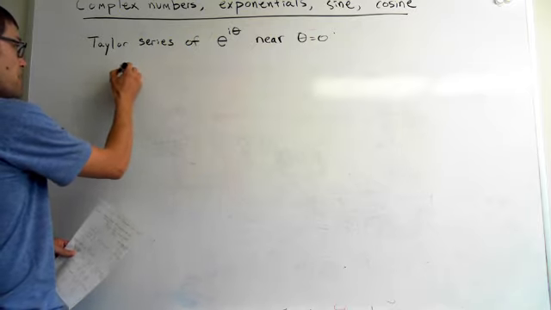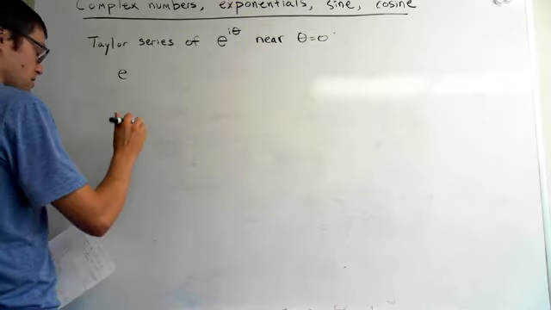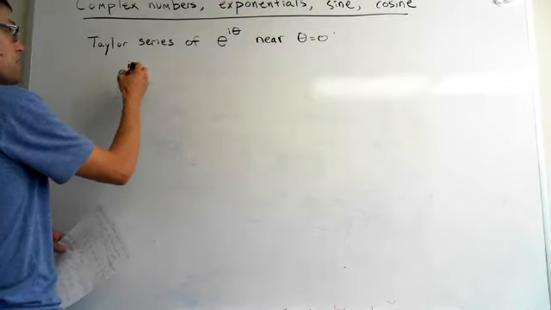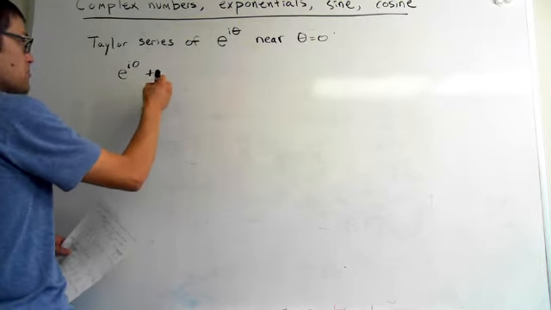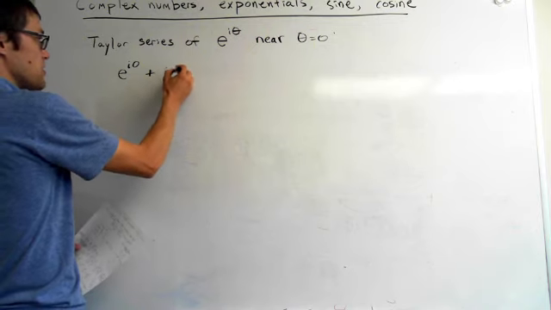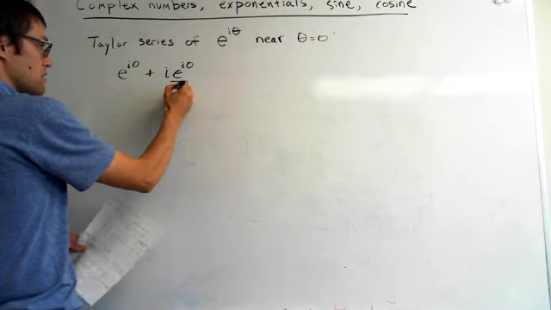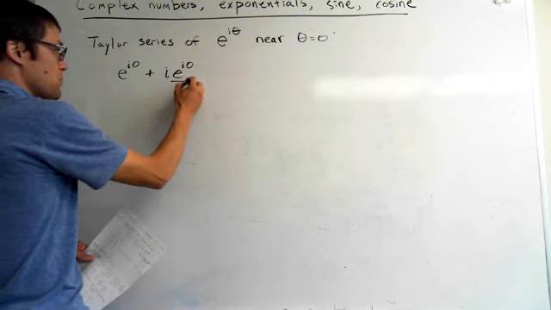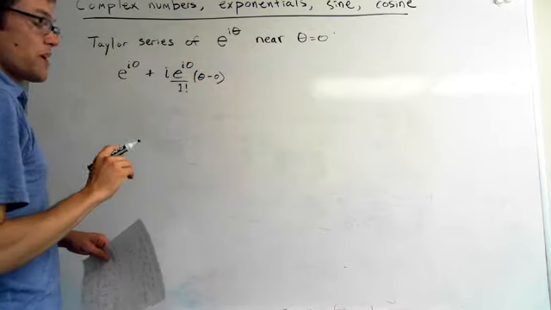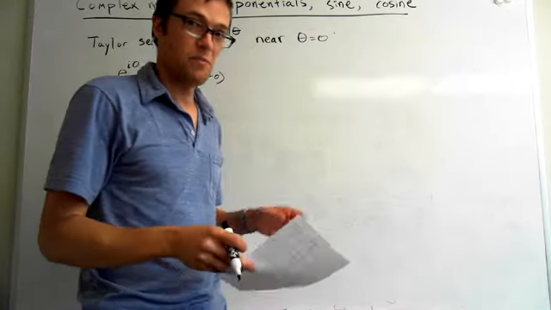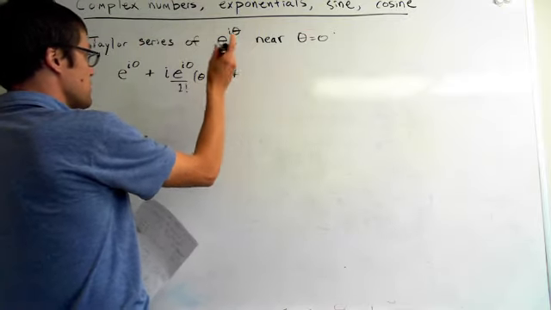as usual, we start out with the function itself evaluated at the point you're talking about, evaluated at 0. And then the second term is the first derivative of that function. So that's I e to the I 0 divided by 1 factorial times theta minus 0. I'm just writing out the formula for the Taylor series in all of its details here, even though a lot of these things are zeros and ones.